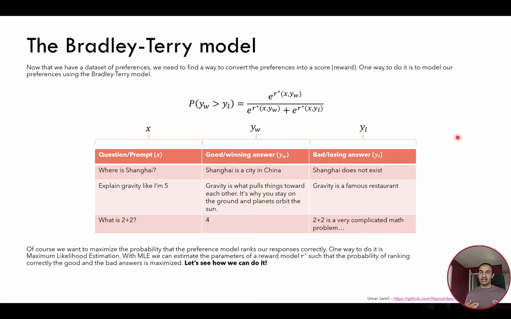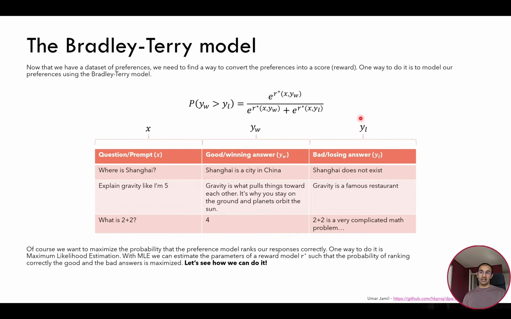In DPO and also in reinforcement learning from human feedback, we make use of the Bradley-Terry model. So the Bradley-Terry model is a way of converting a dataset of preferences into a numeric score called reward that is given for each pair of questions and answers. Our goal is to train a model that, given a question and answer, or prompt and the generated text, gives a score that resembles the preferences that have been chosen by our annotators.